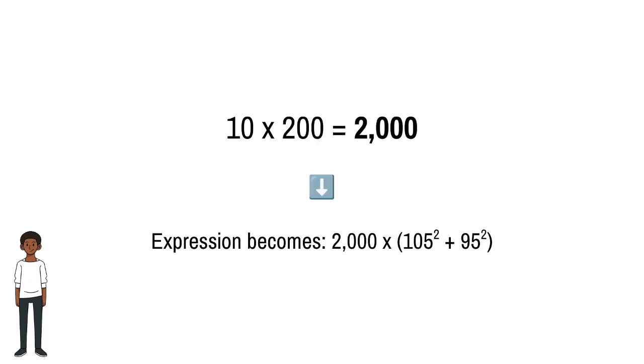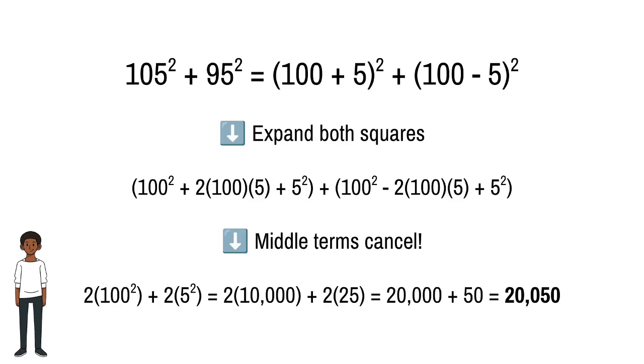Step 3. Multiply 10 by 200 to simplify the front coefficients. 10 times 200 equals 2000. Now we just need to evaluate 2000 times the total of 105 squared plus 95 squared. Step 4. Now let's calculate 105 squared plus 95 squared without doing tedious long multiplication.